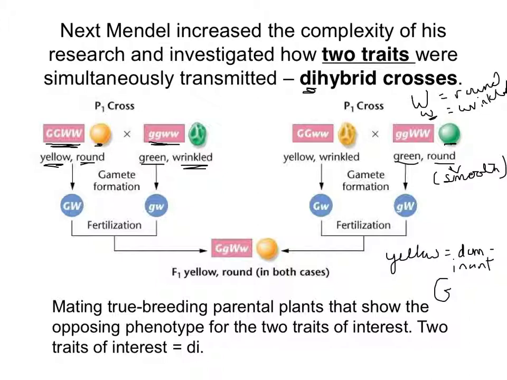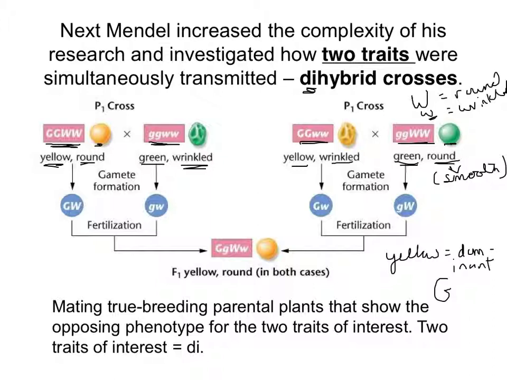Okay, so that's the cross on the left. On the right-hand side, he used an alternate configuration, but the same idea. He mated organisms that were true breeding for yellow and wrinkled seeds against organisms that were true breeding for green and round seeds. And these are the genotypes associated with those individuals.